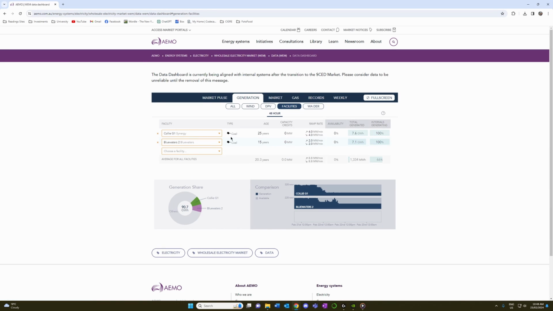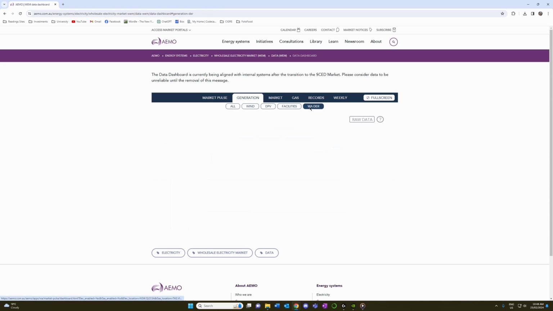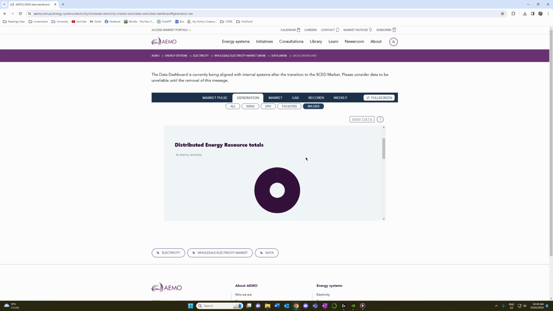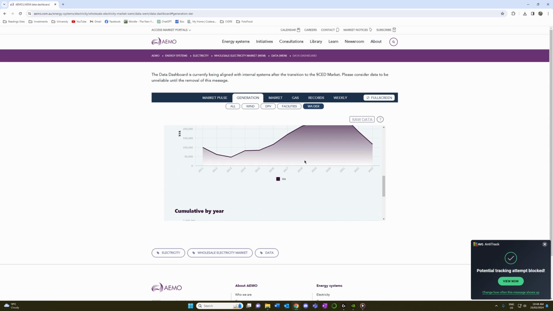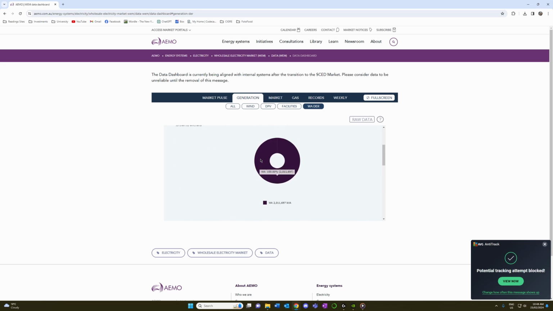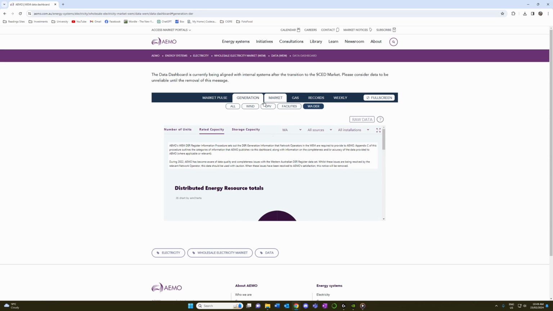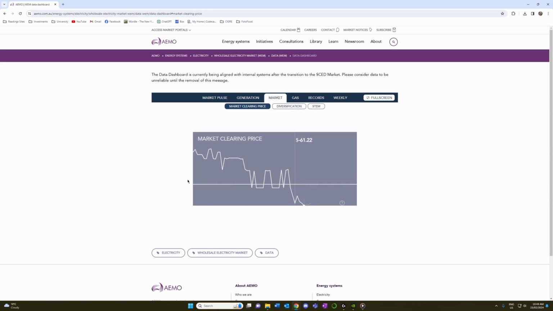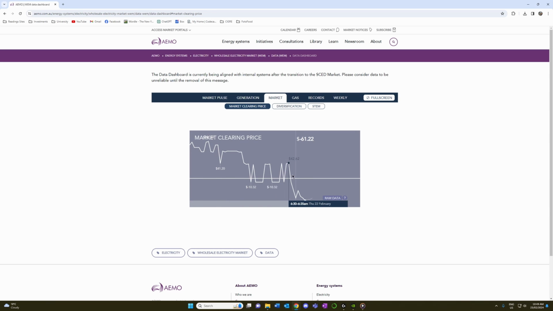Facilities, which I assume are big coal and gas power plants. And then DER, which is distributed energy resources, so things like your household batteries. I think rooftop solar is also counted toward this, but yeah, that's DER. The clearing price is essentially the same price as what's on the NEM, but this is the Western Australian version. So as you can see, pretty low.